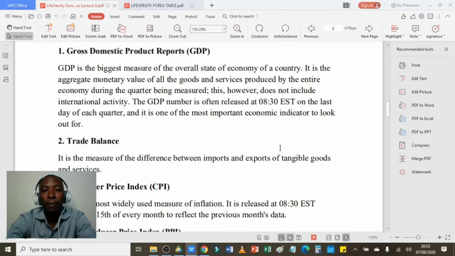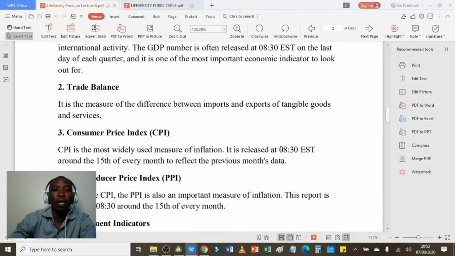The GDP number is often released at around 8:30 a.m. on the last day of each quarter and is one of the most important economic indicator to look out for if you are a fundamental trader like me. Then secondly, we have trade balance. It is the measure of the difference between imports and exports of tangible goods and services.